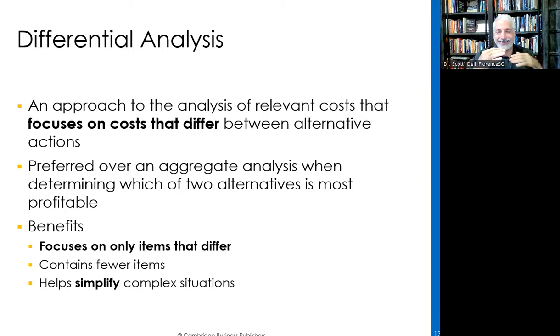We're analyzing what's different between the old and the new. And that focuses on costs that are different between the alternative actions and choices. Preferred over an aggregate analysis, you could still do, well, the total sales revenue, all my costs associated with the old machine, total sales revenue, all my costs with the new machine, and bottom line, you'll get the same answer. It's just that you're duplicating some of the calculations, saying, well, materials isn't going to change. Do I need to include it? No. So the benefit is focusing on only items that differ. There's fewer items to analyze, and it basically simplifies the decision-making process.